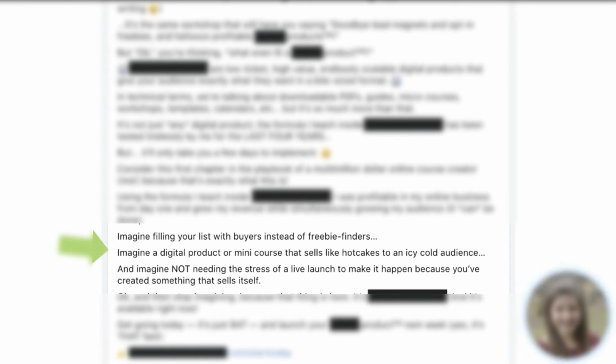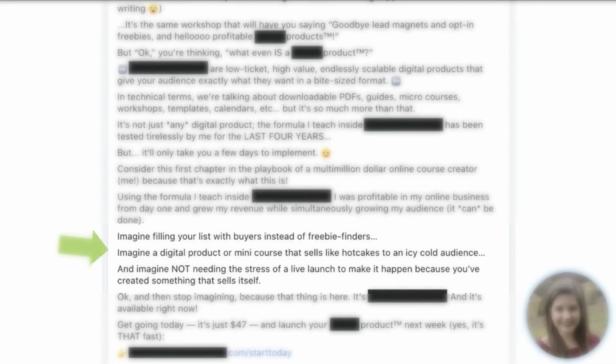So we also have imagine a digital product or mini course that sells like hotcakes to an icy cold audience, something that in this market people find is really, really hard to do. And then the third imagine statement, imagine not needing the stress of a live launch to make it happen because you've created something that sells itself. If you spend any time in the launch space, you will know that it is stressful and people do not want to launch. So we're touching on those emotions as well, talking about stress and that you don't need to live launch to make this work.